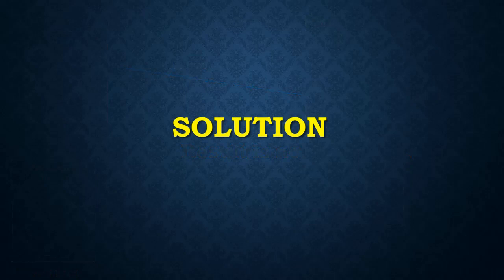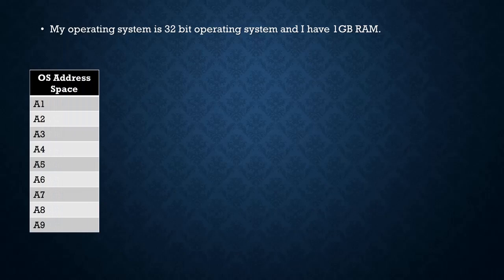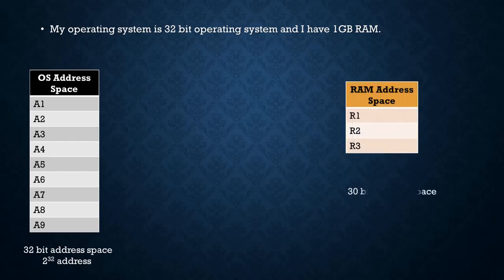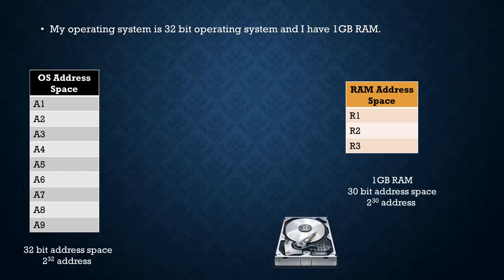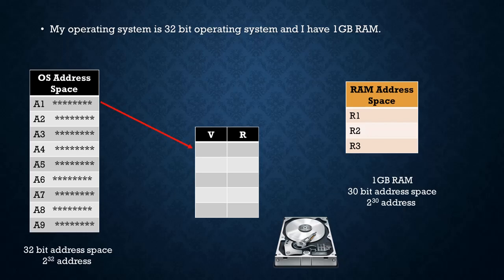Now, what solution can I give? Look at this. Same example, I have a 32-bit operating system and I have 1 GB RAM. This is my 32-bit address space. So this is my 1 GB RAM having 2 to the power 30 addresses. And also I have a hard disk here. Now there's a table that's going to map virtual addresses into RAM addresses, that means physical addresses. Now look at this. I'm going to map the A1 location to R2.